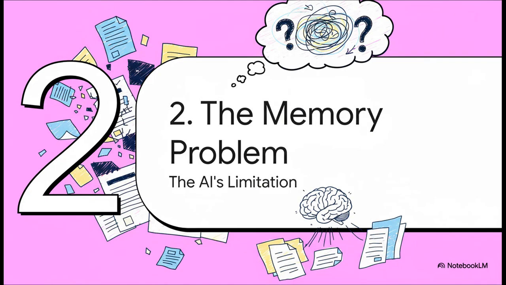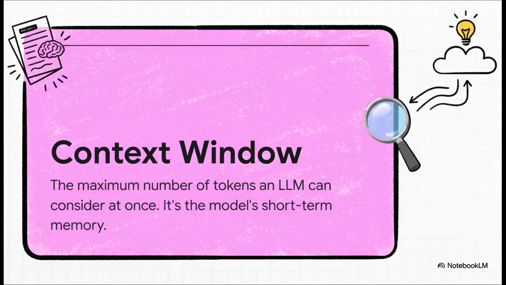Right, and here's where we hit our first real wall. And it's not some software bug or a setting we can change. No, this is a fundamental limitation baked into how these AI models work. They all have, essentially, a memory problem. This limitation has a name. It's called the context window.